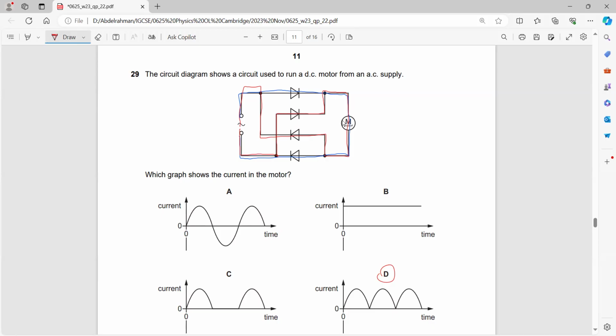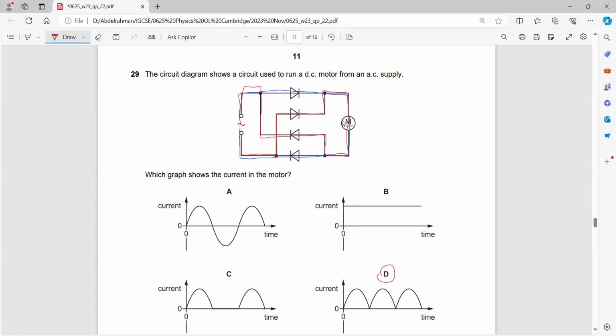In other terms, the current does not stop, or the current is not cut through the motor. The motor is continuously running. In this case, the motor is continuously running. Why? Because there are two other diodes, which allow the current to pass in the opposite direction.